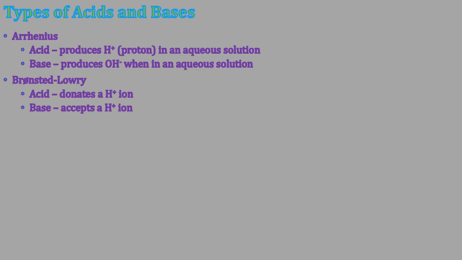So an Arrhenius acid produces protons, H+. Remember, hydrogen has 1 proton and 1 electron. So if it loses that electron, then it's just a proton. And so it produces H+ when it's put into a water-based solution. And bases produce hydroxide when put in an aqueous solution.